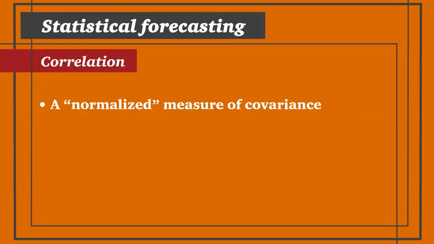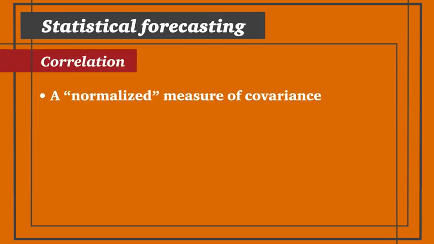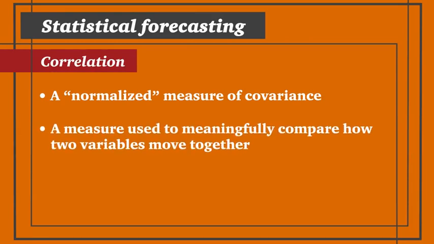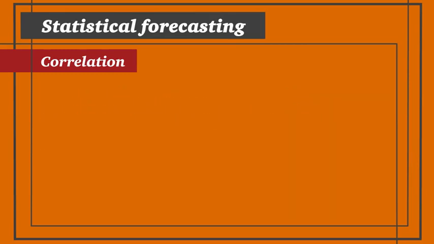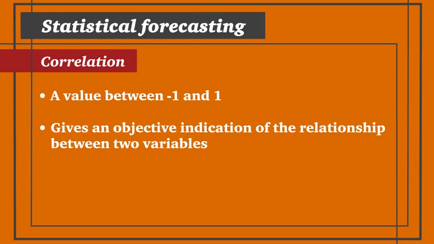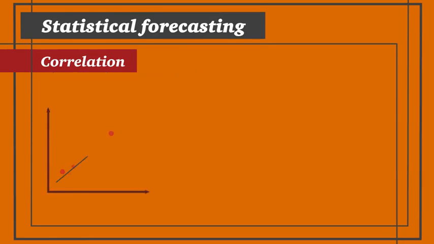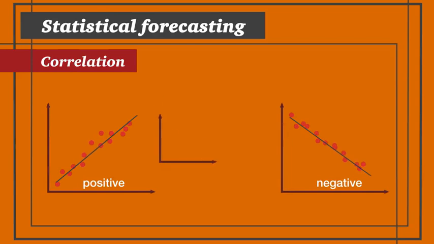Correlation provides us this normalized measure of covariance, that is, how two variables change together. Normalization of covariance results in a measure which we can use to meaningfully compare how two variables move together. This is a normalized measure, and so it results in a value between -1 and 1, and gives an objective indication of the relationship between two variables. It also tells us the direction of that relationship, positive or negative. Values close to 0 indicate that the relationship is not very strong.